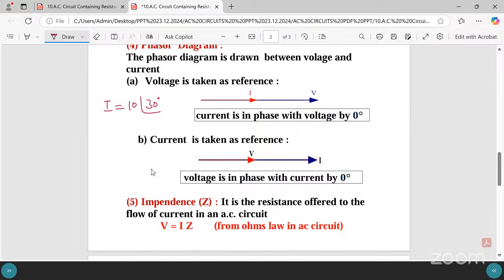You have to remember this one. Then you can draw the phasor diagram. Otherwise, you cannot draw the phasor diagram. We have to remember the sentence.